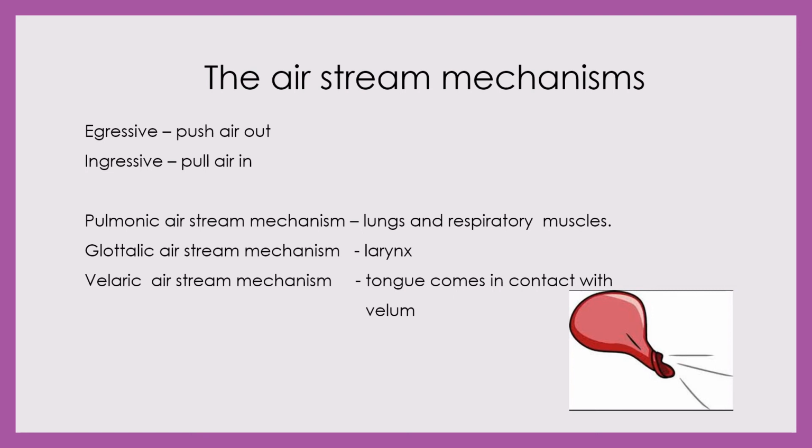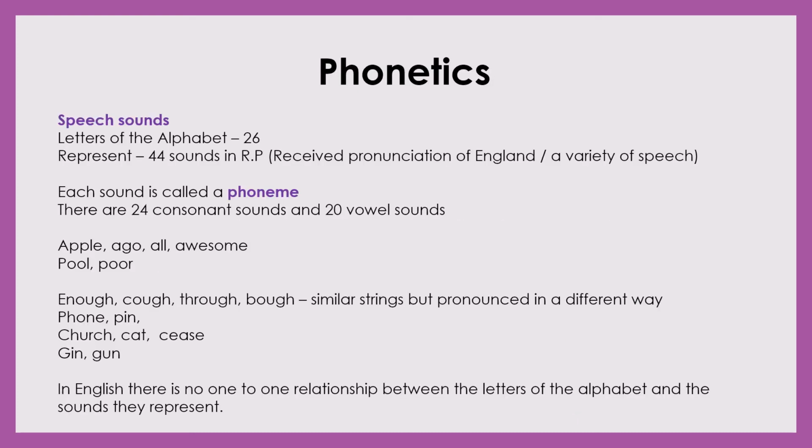The velaric is an important airstream mechanism for smoking. It is used both for extracting the smoke from the cigarette and then for expelling it. When we extract the smoke from the cigarette, it is ingressive, and when the smoke is expelled, it is egressive. Now, I have given a brief introduction of all the terms, and now I wish to move on to phonetics.